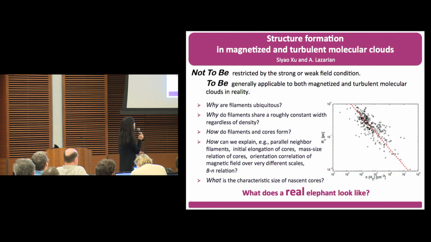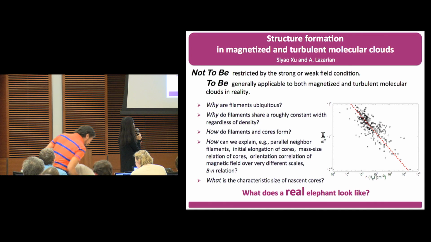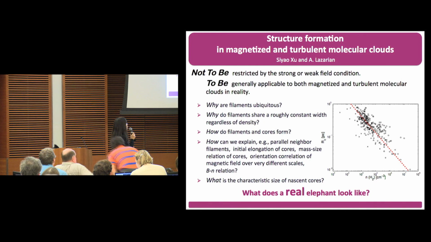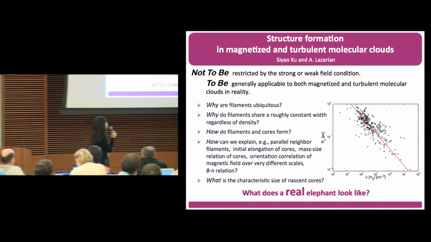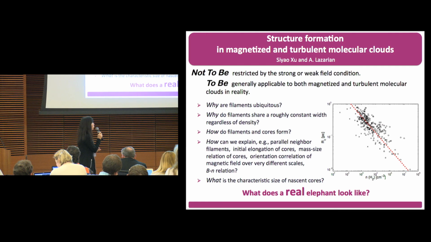And how can we explain parallel neighbor filaments, initial elongation of cores, mass-size relation of cores, orientation correlation of magnetic field over very different scales, and magnetic field density relation? And what is the characteristic size of nascent cores? As one of the theoretical predictions we gave, the line shows the analytical result compared with observational data for the radii density relation of infrared dark cloud cores.